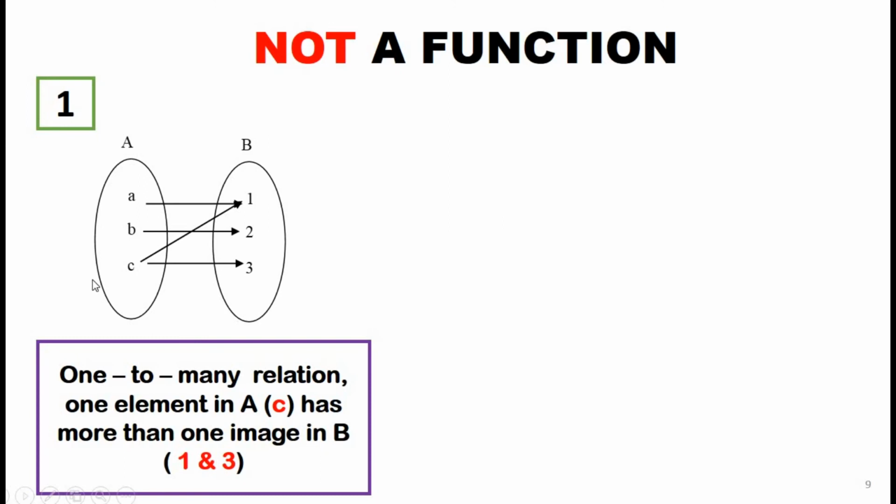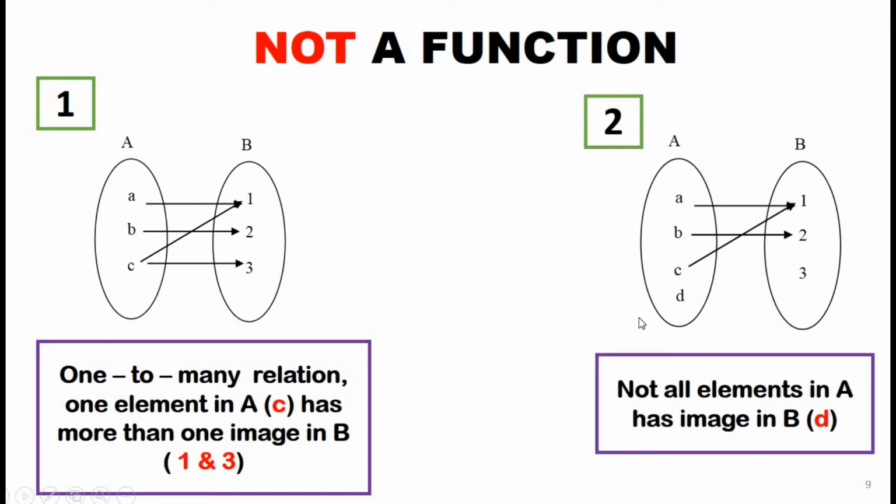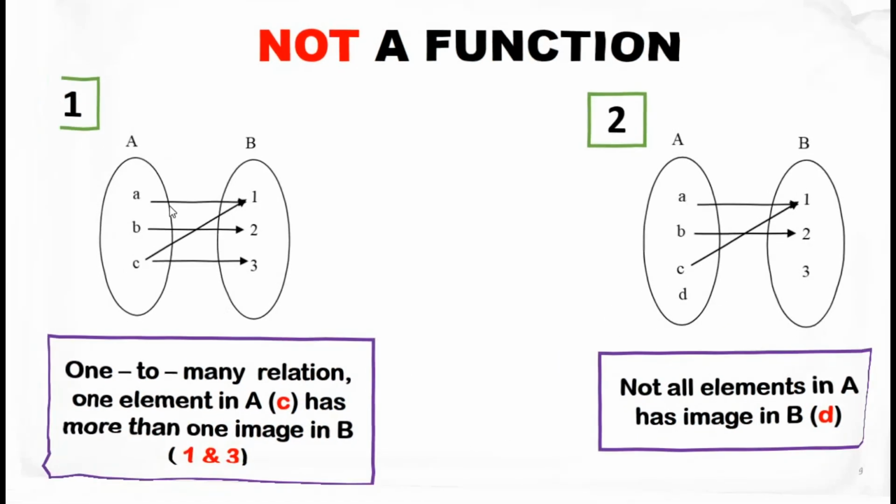So this is another example, but this is not a function because you can see the object C has more than one image. And then from this diagram, this is also not a function because not all elements in A have an image in B, so D has no image.